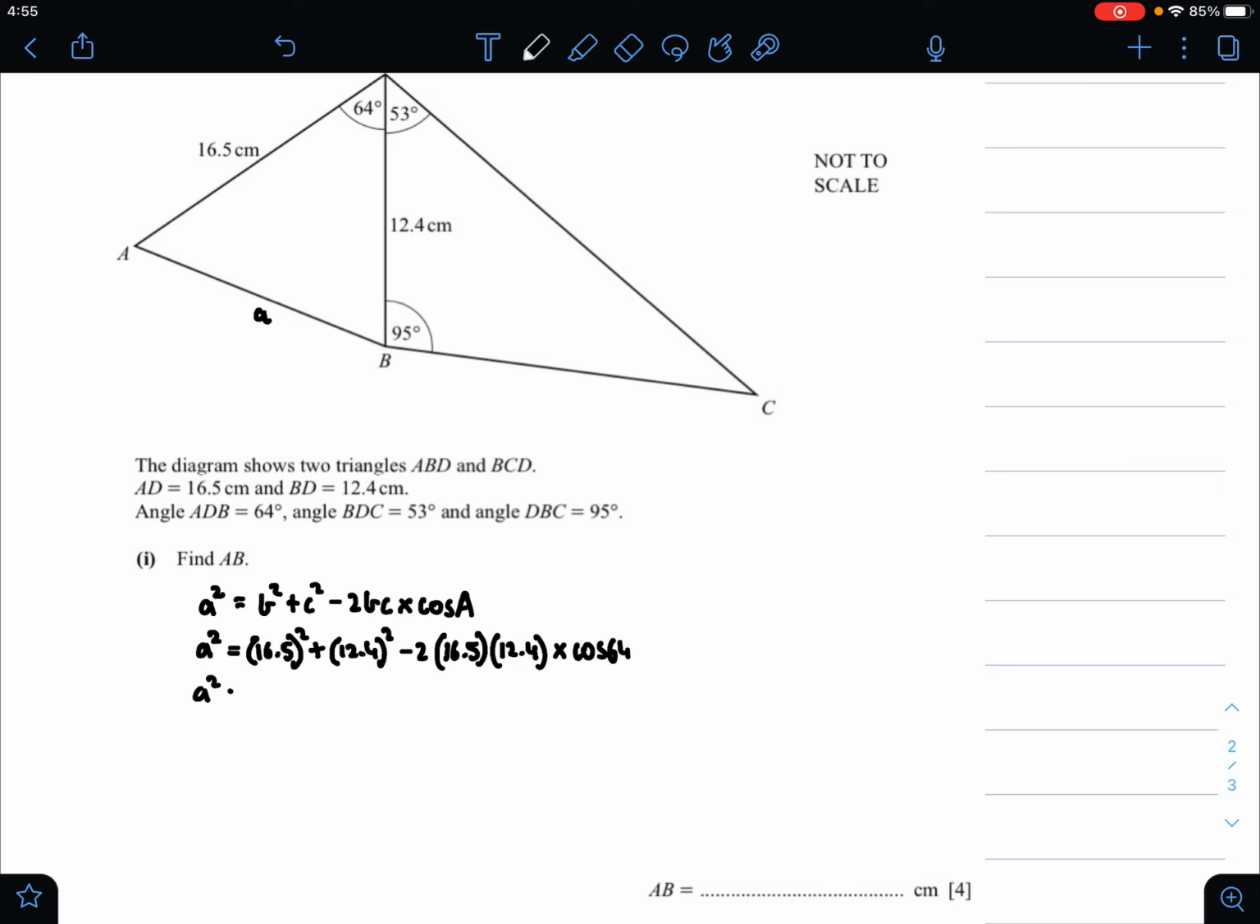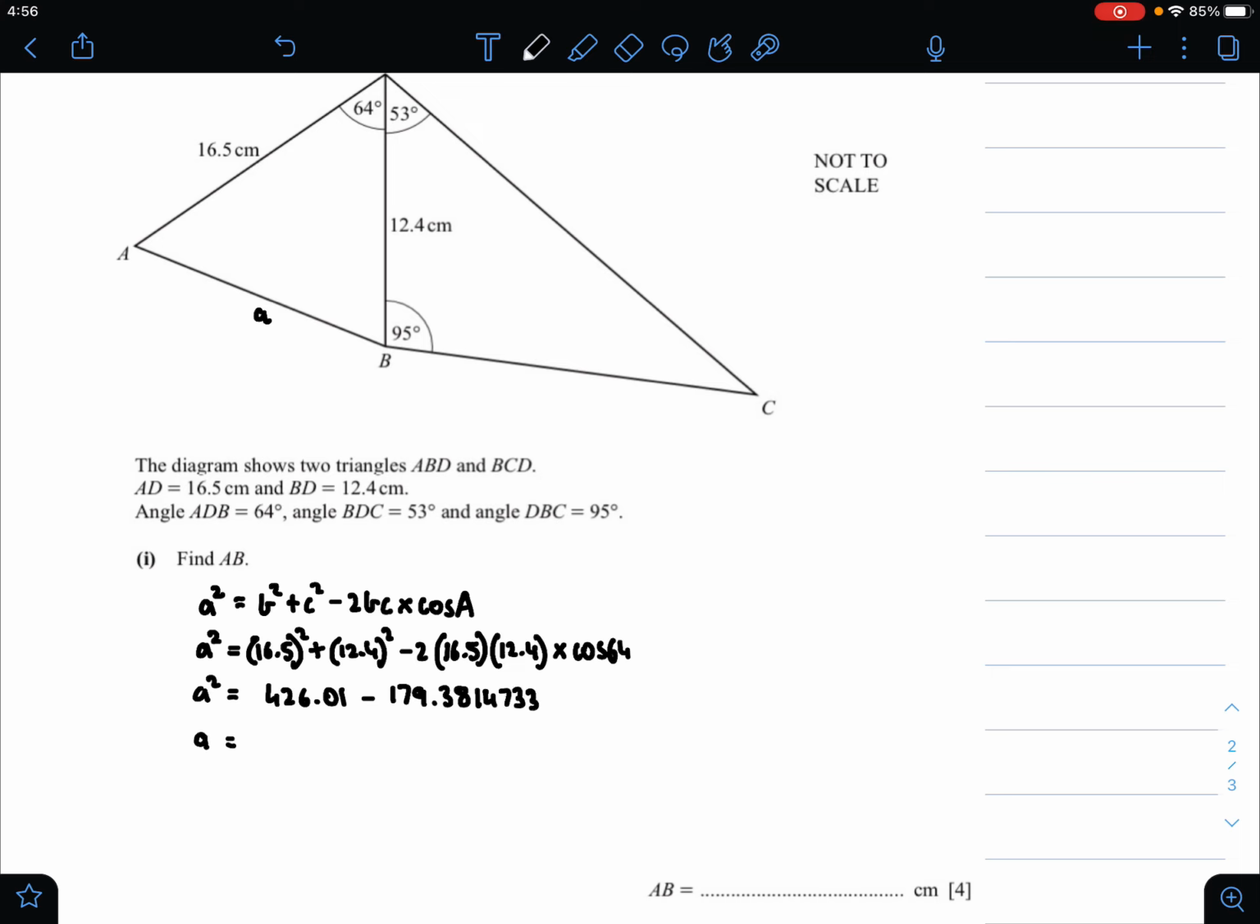So therefore a squared is equal to 16.5 squared plus 12.4 squared, which is equal to 426.01 minus 2 times 16.5 times 12.4 multiplied by cos 64, which would give you the value as 179.3814733.